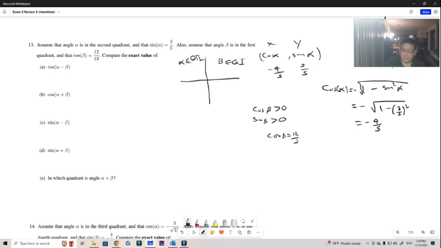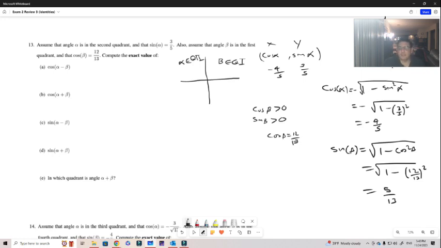And we have information that the sine is also positive. So in here, sine of beta is just going to be the square root of 1 minus cosine squared of beta. And we get 1 minus 12 over 13 squared. And when we work this out, we're going to find that this is 5 over 13 at the end. Okay, so this is the procedure to find the other angles that we need.